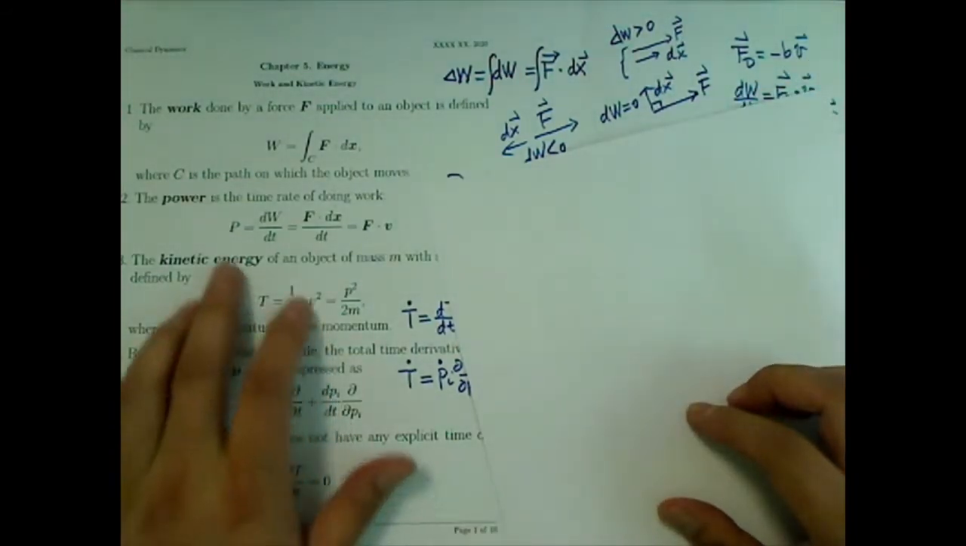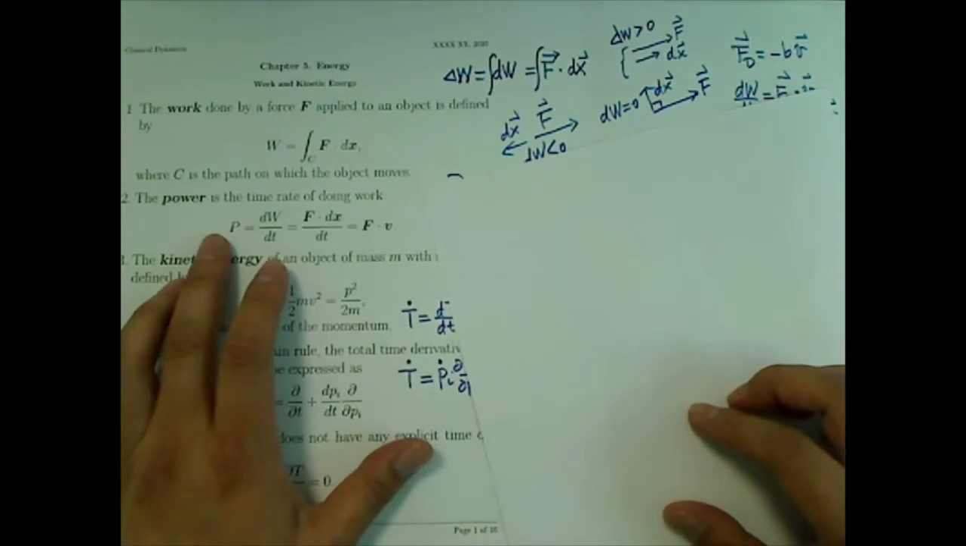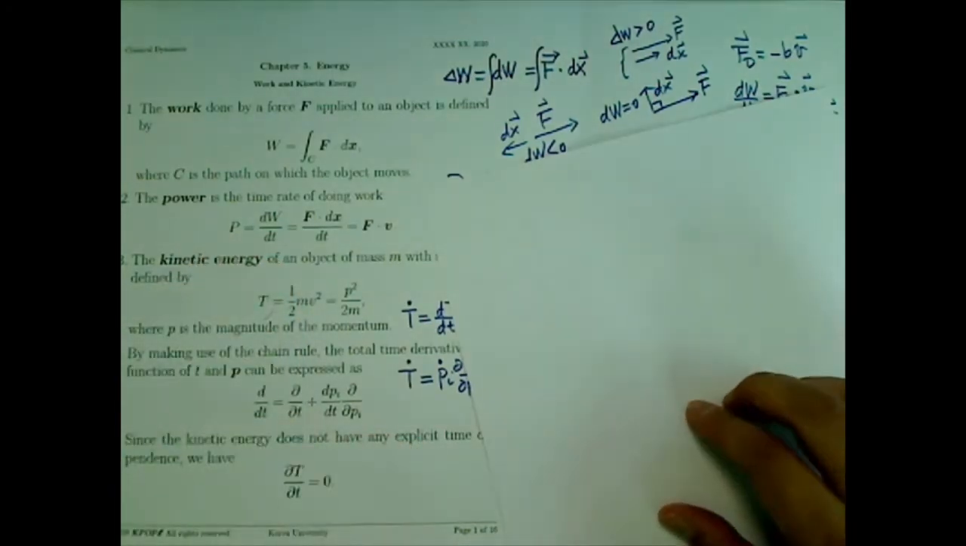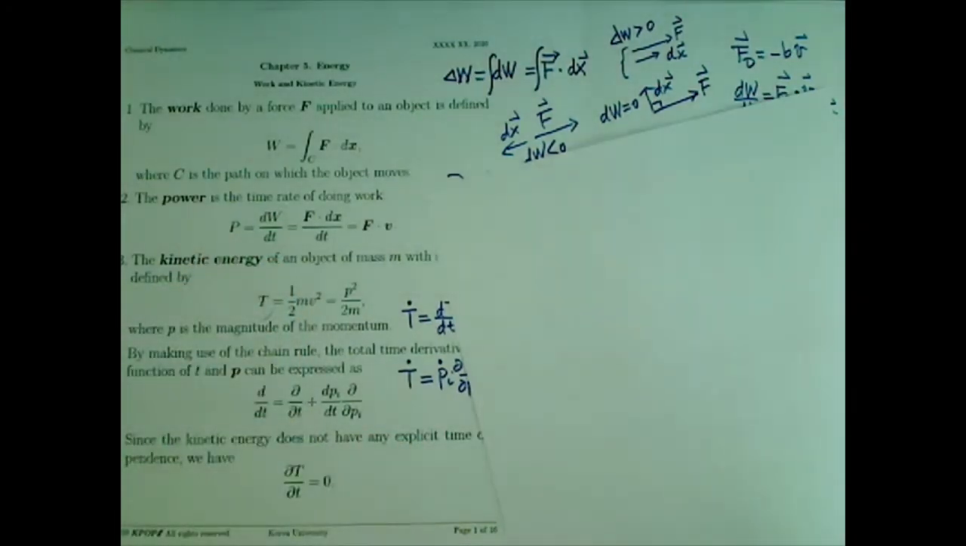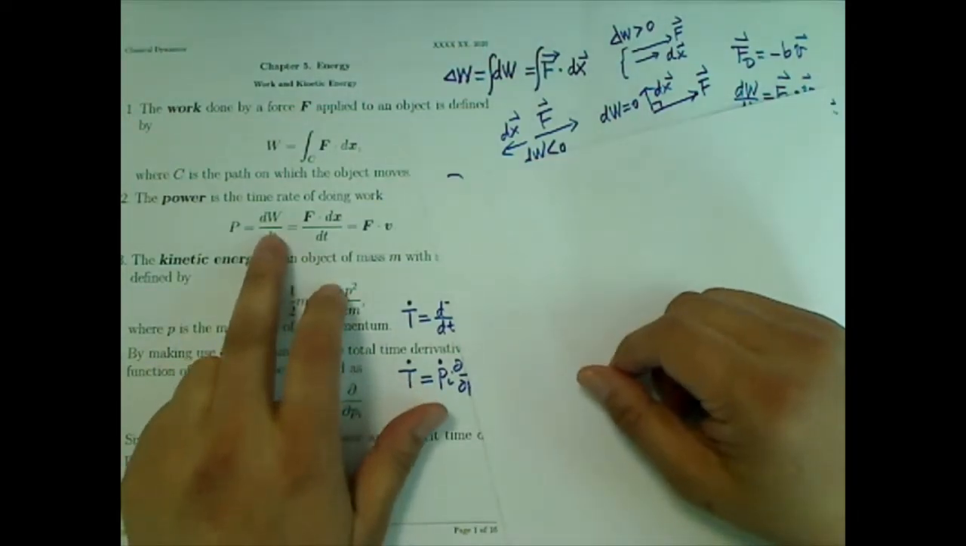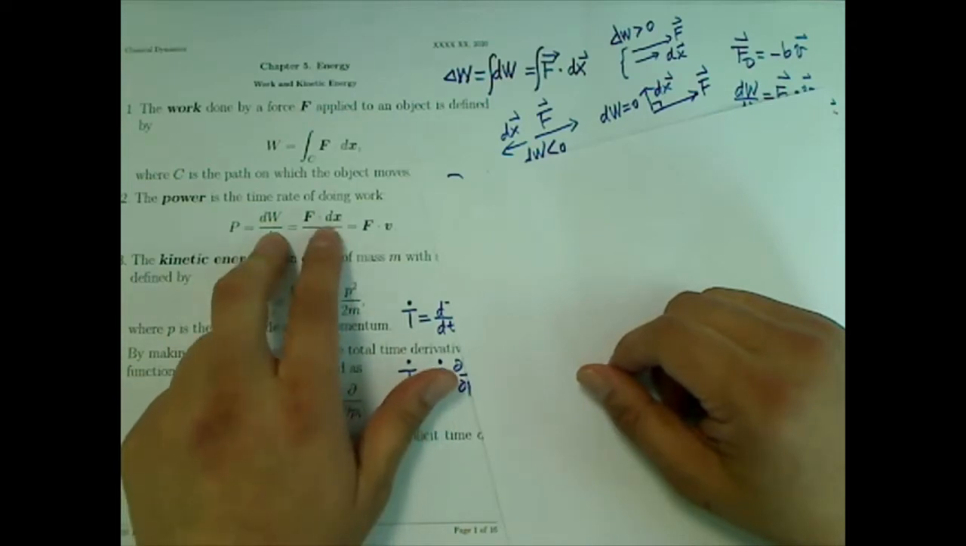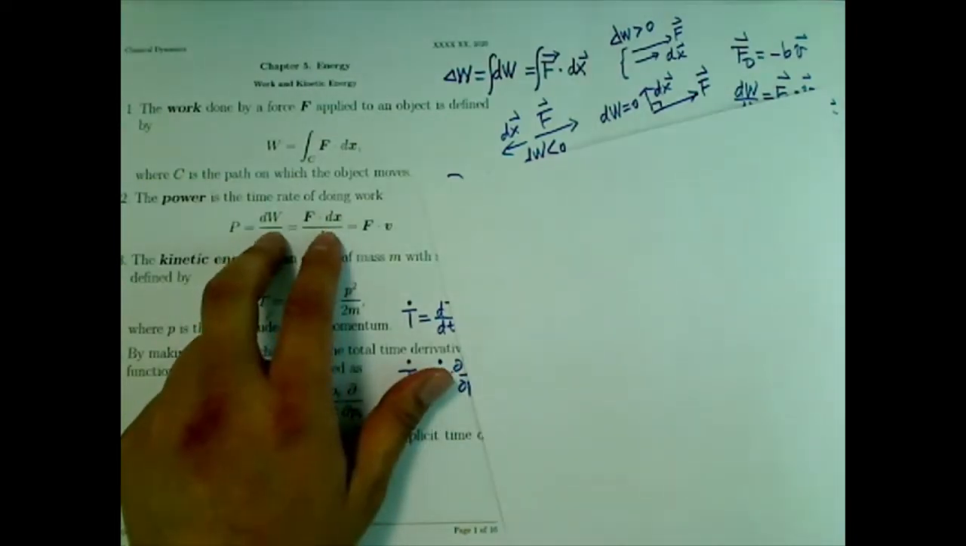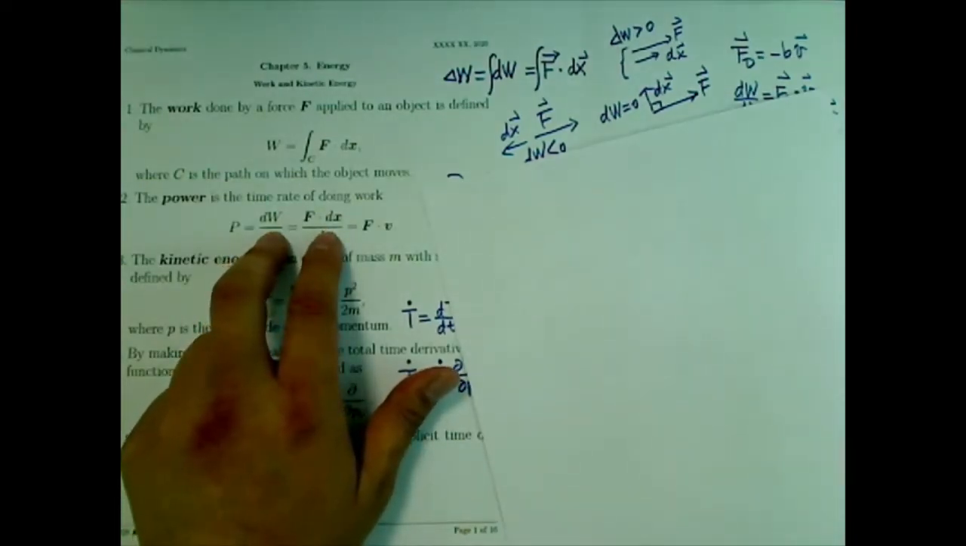Next, we consider the power. Power is the time rate of doing work. So the differential of work can be computed by the scalar product of force and dx, displacement.